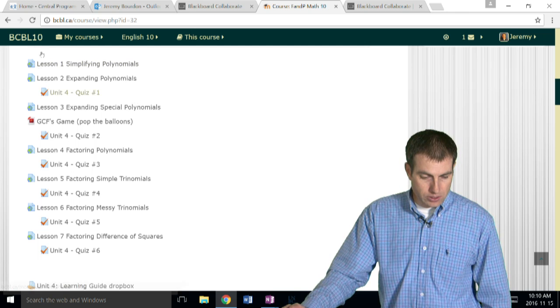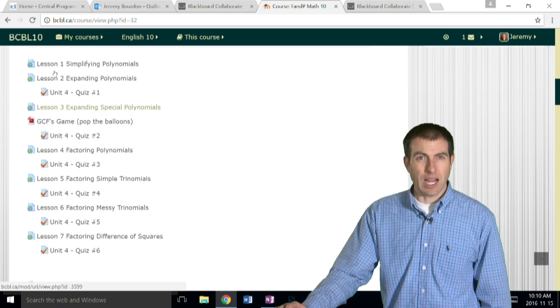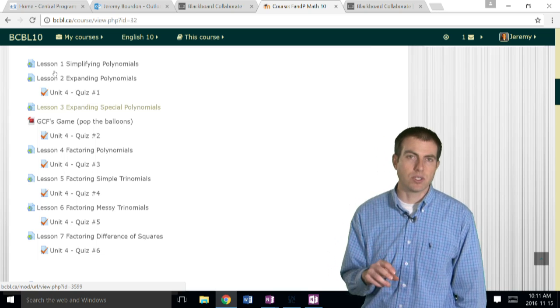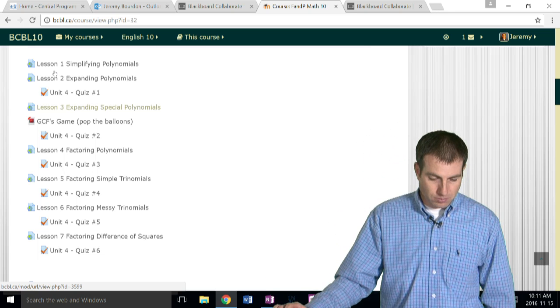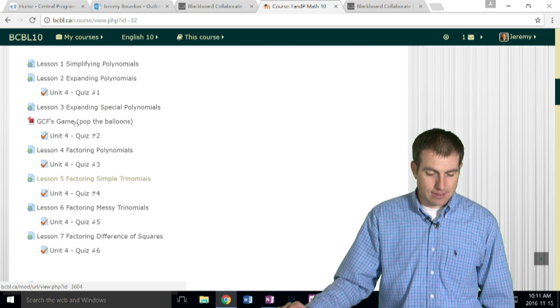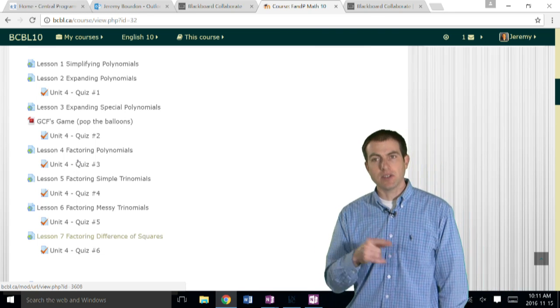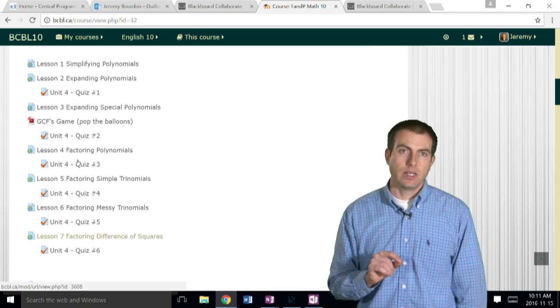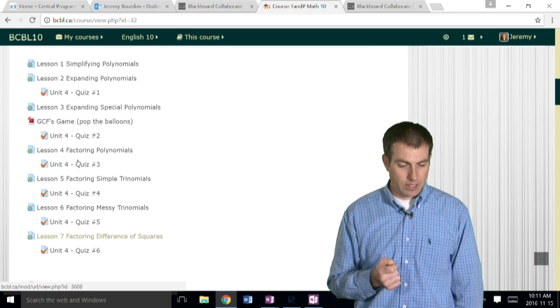So we just did simplifying polynomials, we've done expanding, and expanding special. So we've done the first 3 sections. I won't see you guys again until Thursday, but on Thursday we have what I call a double block because it's just twice as long. So we'll get 4 and 5 done next day, and then 6 and 7 will be next week. So at the end of next week, we'll likely be done Unit 4. It's going to take us about 2 weeks. There's 7 lessons, which is a bit longer.